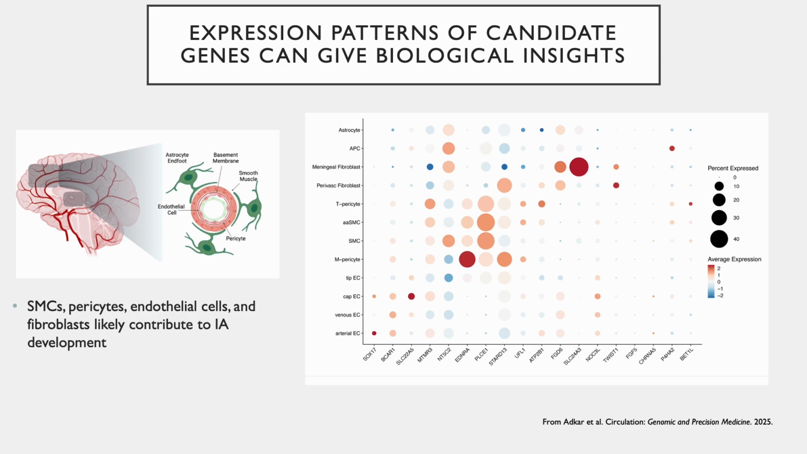So what else can we learn from the GWAS data? Well, Adkar et al. prioritized the list of genes by using GWAS in combination with other statistical approaches, and they analyzed some single nucleus RNA sequencing data from humans, and these individuals did not have known intracranial aneurysms. By looking to see where their candidate genes were expressed, it could give us a sense of which cell types are important for intracranial aneurysm formation. What they found is that smooth muscle cells, pericytes, endothelial cells, and fibroblasts likely contribute to intracranial aneurysm development.